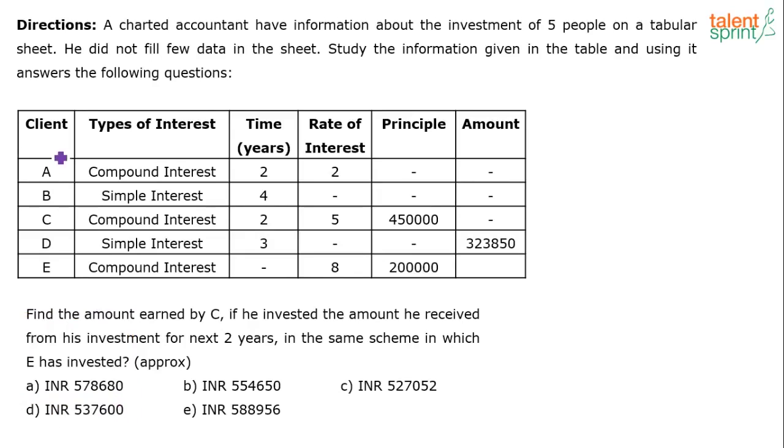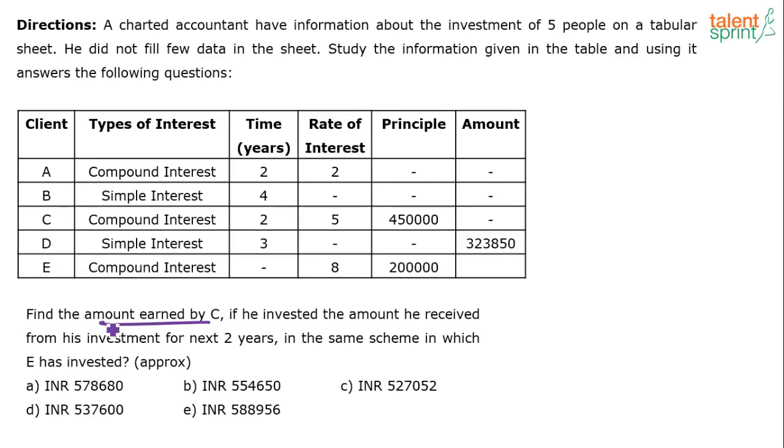So here we go. Look at the question. Find the amount earned by C if he invested the amount he received from his investment for the next 2 years in the same scheme in which E has invested. And he's asking us to do an approximate calculation. You can look at the options as well: 5,78,680, 5,54,650, 5,27,052, 5,37,600, and 5,88,956.